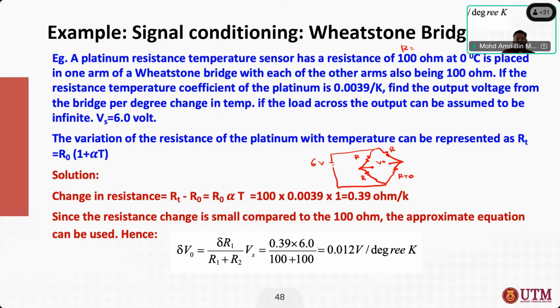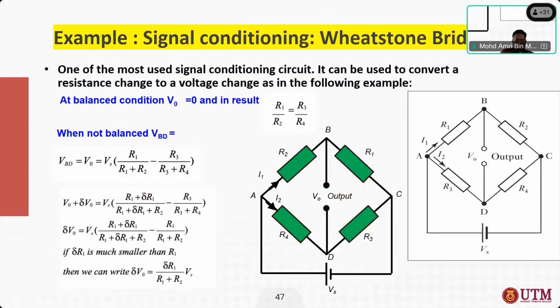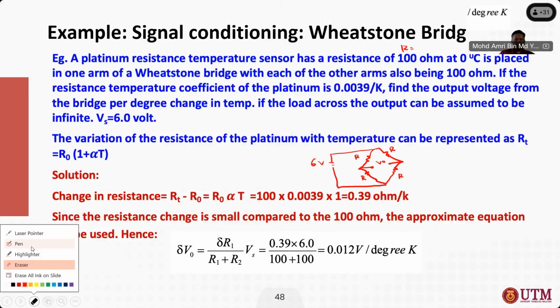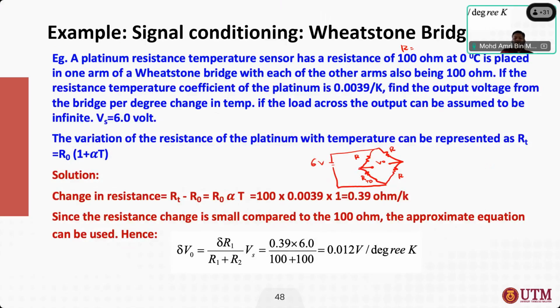But it doesn't state which side, so I'm going to put the RTD here. Okay. So let's say this is VA and then this is VB. So there is a point here. If the load across the output can be assumed to be infinite, it means that at V out here, the current will always be 0.